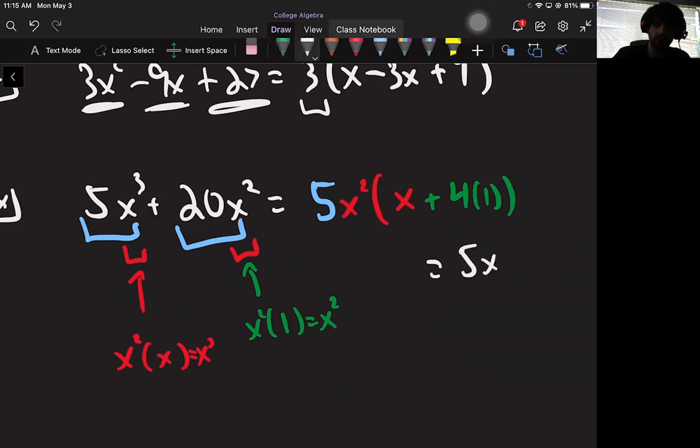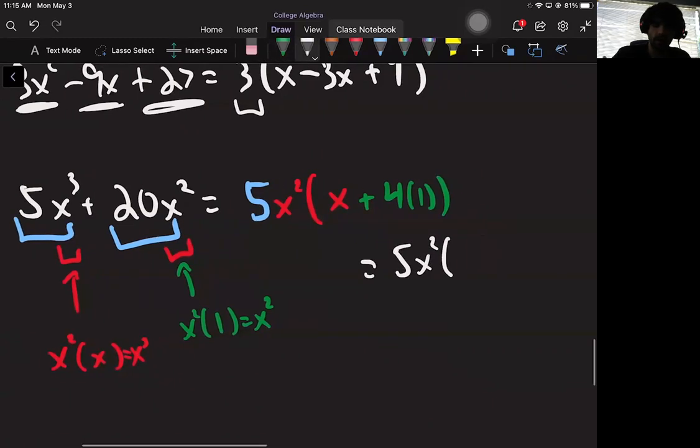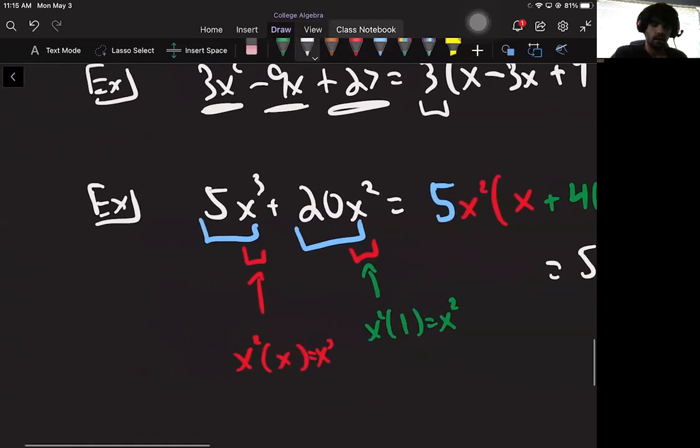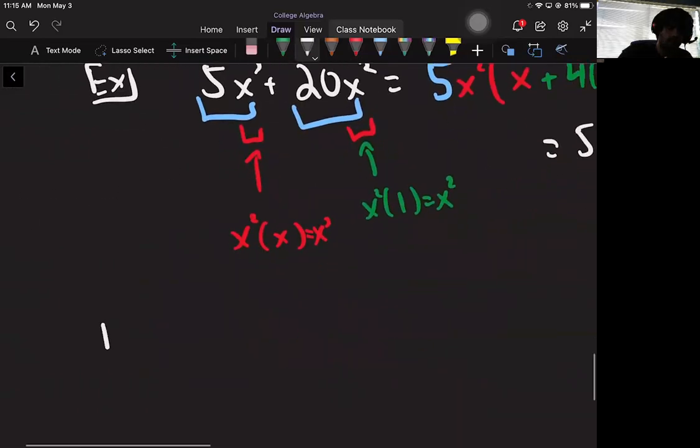So it's really just 5x squared times x plus 4, because I've taken out 5x squared from both terms. You can also, let's do one more.